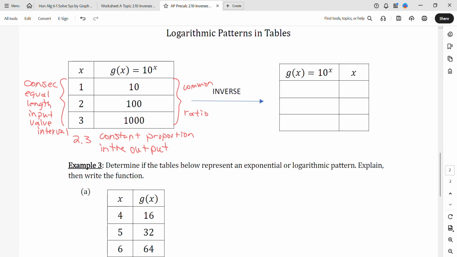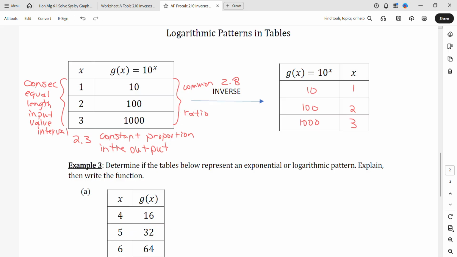Now, the inverse, right? 2.8. The inverse. G of x is now 10 to the x. That is like my input column. My x's are my output column. 10, 100, 1,000, 1, 2, 3.